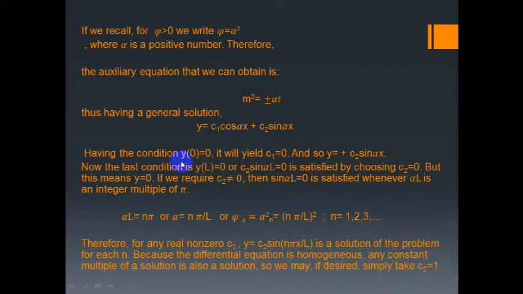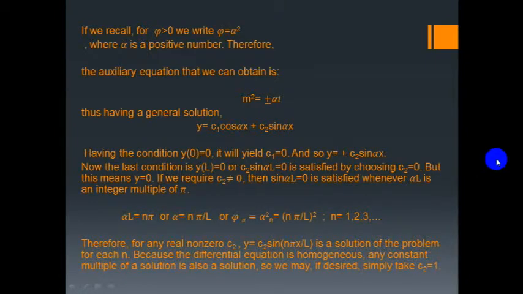Having the condition y of 0 equal to 0 yields c1 equal to 0, and so y equals c2 sine alpha x. Now the last condition, y of L equal to 0, or c2 sine alpha L equal to 0, is satisfied by choosing c2 equal to 0. But this means y is equal to 0. If we require c2 not equal to 0, then sine alpha L equal to 0 is satisfied whenever alpha L is an integer multiple of pi.